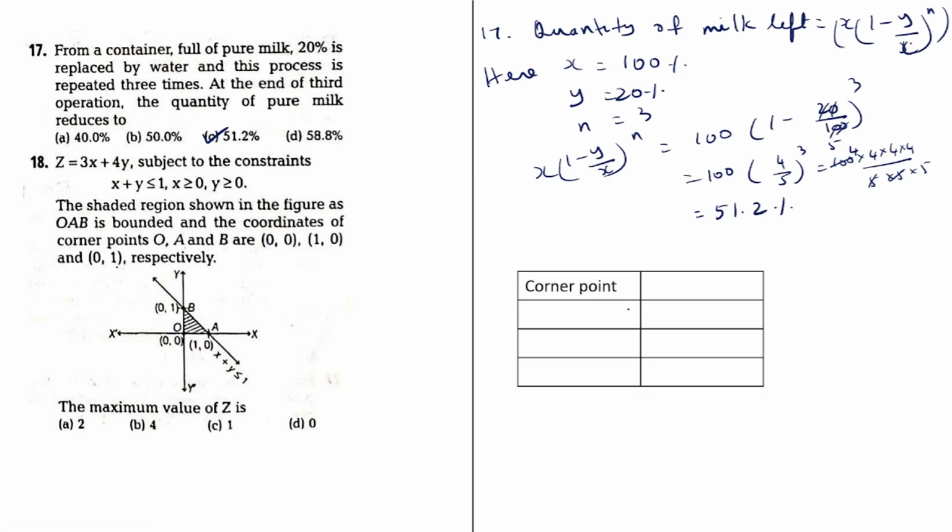So here we have the corner points, and Z is equal to 3x plus 4y. So the corner points are O 0, 0, then A 1, 0, then B 0, 1. At O 0, 0 value of Z is 0, at A 1, 0 value of Z is 3, and at B 0, 1 value of Z is 4. So among these, the maximum is 4. So the maximum value of Z is 4. The correct option is option B.